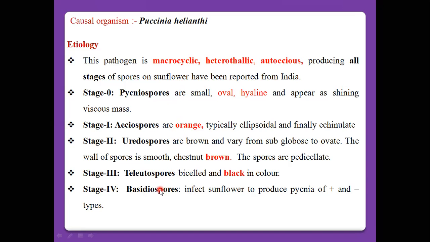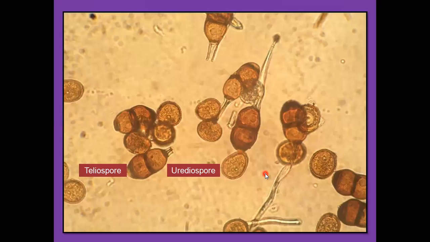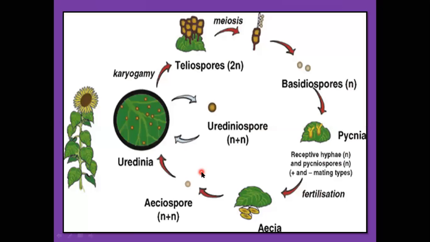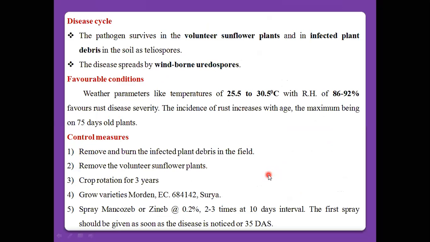So the pycniospore stage is known as stage zero, means stage number 0 to stage number 4 are present on the same sunflower crops. Okay, so the teliospores and uredospores develop on the sunflower plants. This is the disease cycle of Puccinia helianthi on the sunflower crops. Then primary infection and secondary infection are the same. Then the control measure is the same.